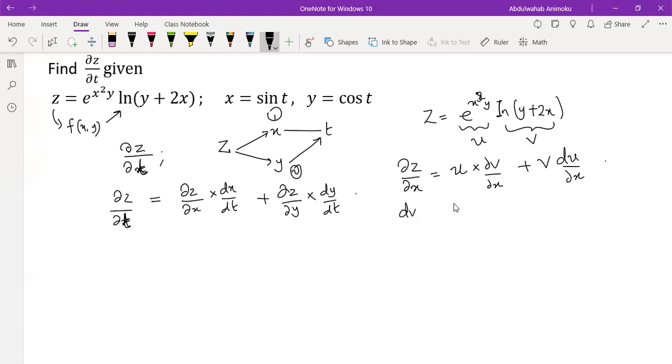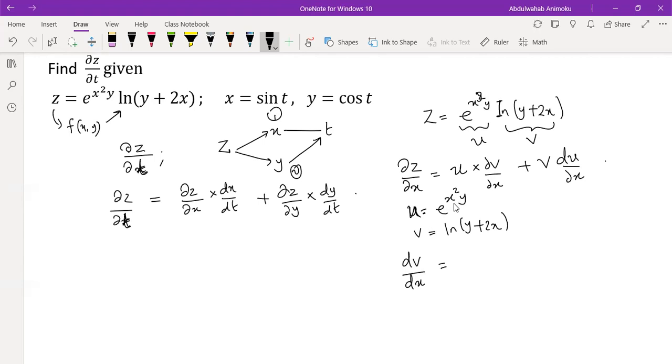What is dv dx? Now don't forget, before we go into this, notice that your u is basically giving us e raised to power x squared y, and your v is giving us ln y plus 2x. So now we want to find dv dx.